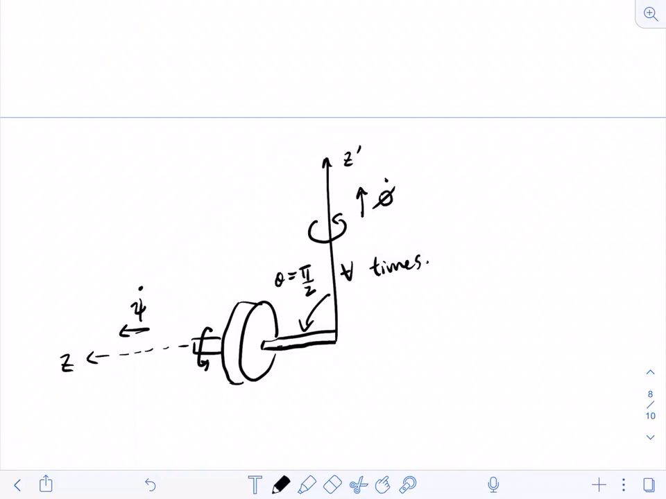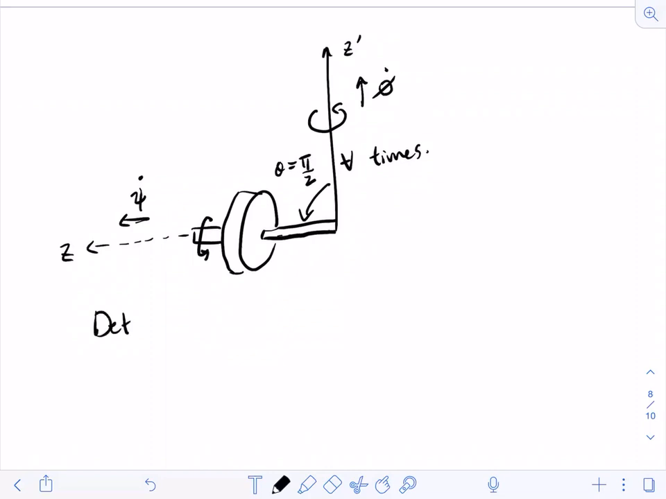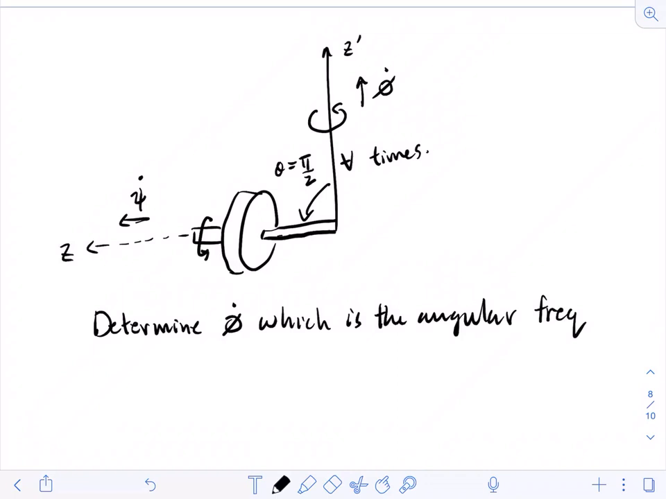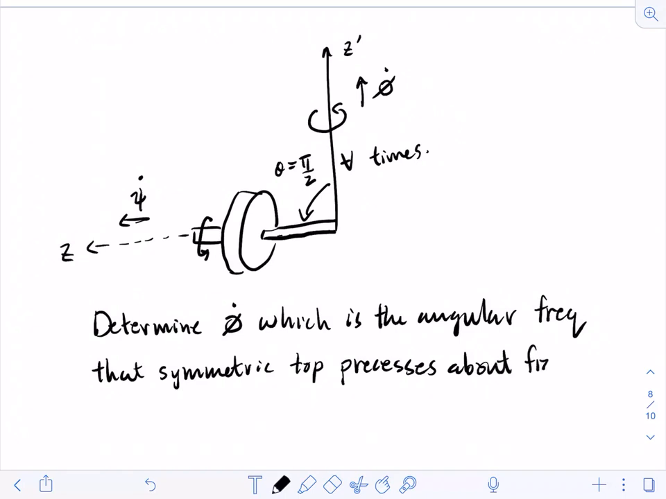Okay, so the last thing we want to do is to see if we can determine phi dot, which is the angular frequency that the symmetric top precesses about the fixed z prime axis.